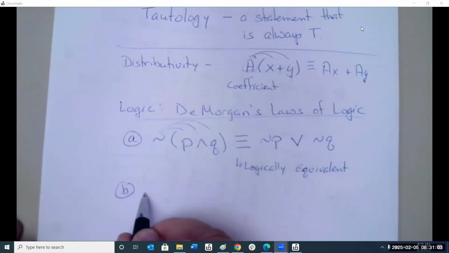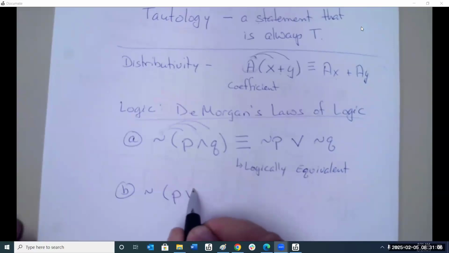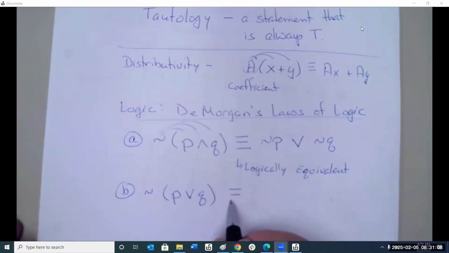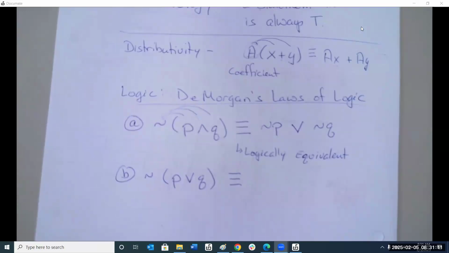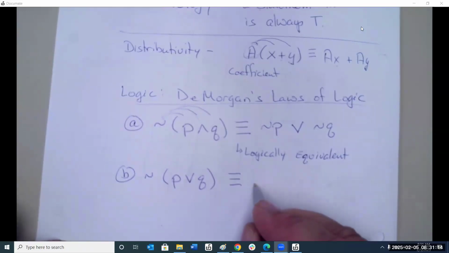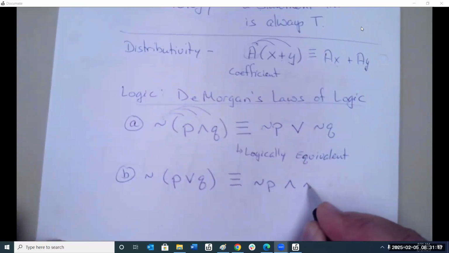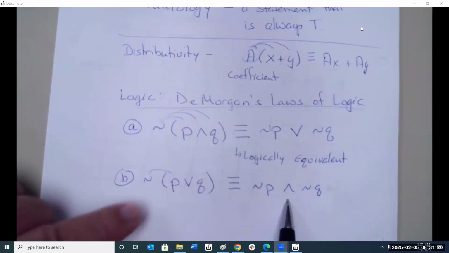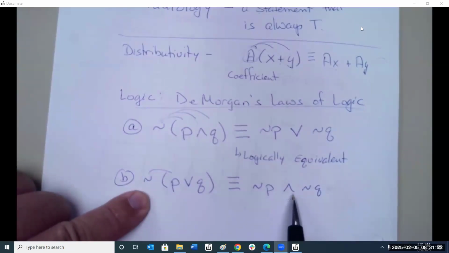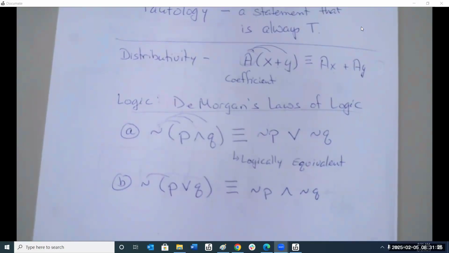We also can do it with or. Not (P or Q) is logically equivalent to what? Very good. Not P, and not Q. It just sounds more impressive if you say De Morgan's laws of logical equality or laws of logic, as opposed to distributivity.